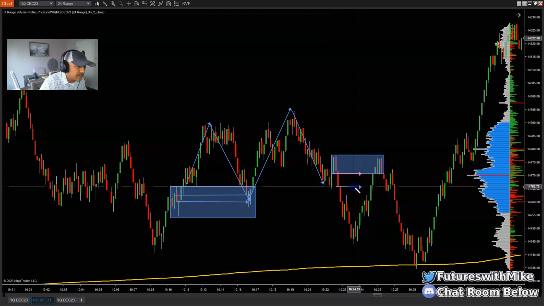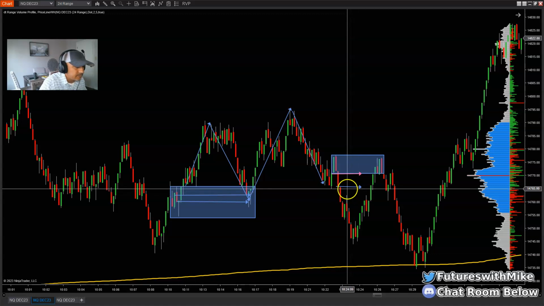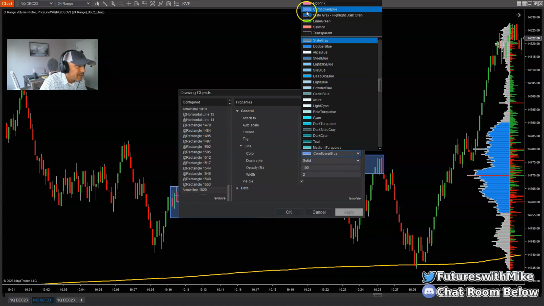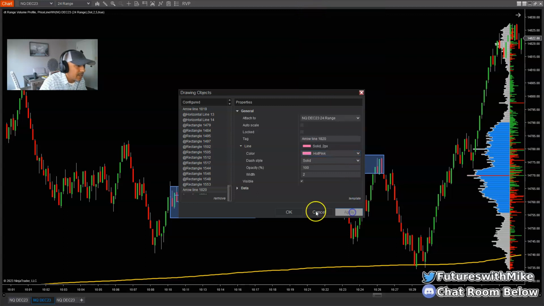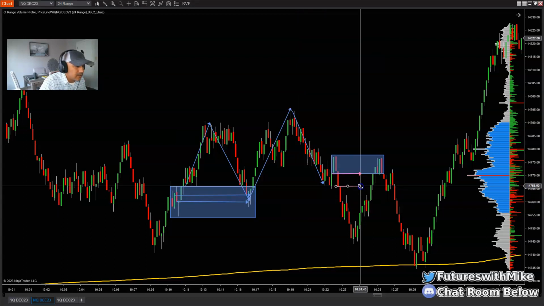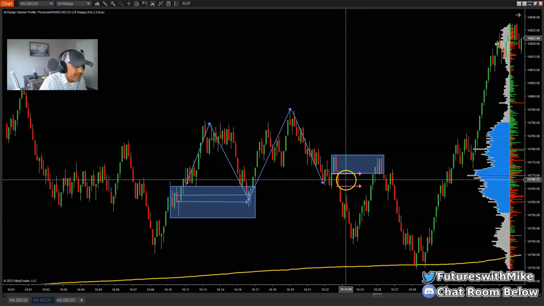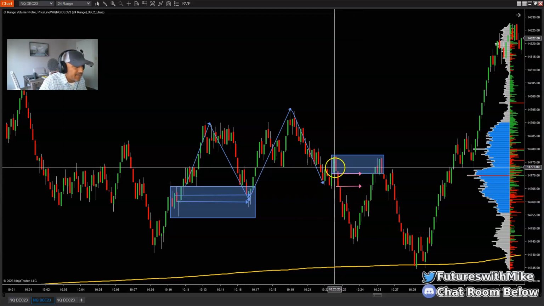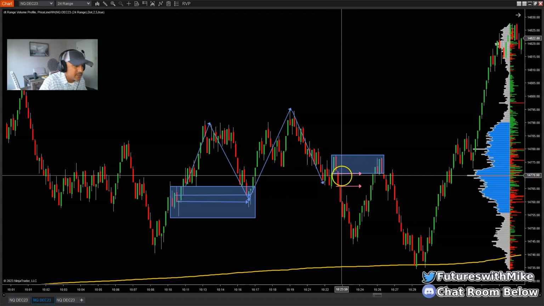So let's mark this as, I guess we can just do pink as well. Doesn't really matter. Can be any color. All right. Anyways, so pink. Okay, so we got a gap there. You see that? But there's no gap inside of the supply area there. So I'm just showing you the difference.